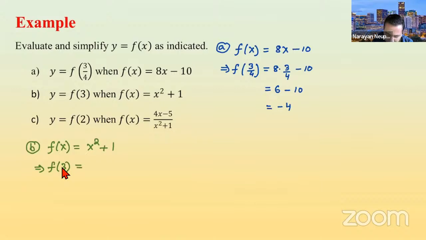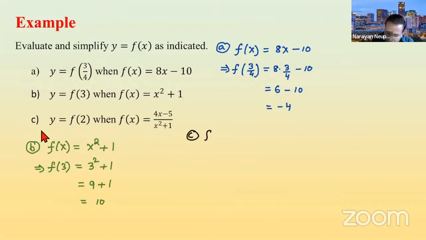it will be 3 squared plus 1, because I'm plugging in 3 for x. Now 3 squared is 3 times 3, which is 9. 9 plus 1 is equal to 10. So the value of the function f of x equal to x squared plus 1 at 3 is 10. So it's quite simple to evaluate a function. All you have to do is plug in the value of x and find its value. That's B. Now let's move on to the third one, C.